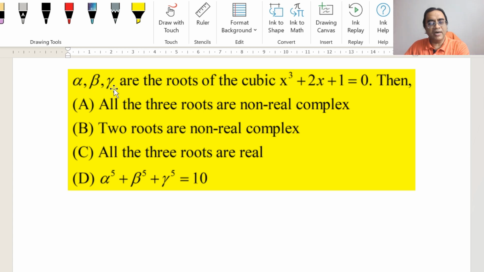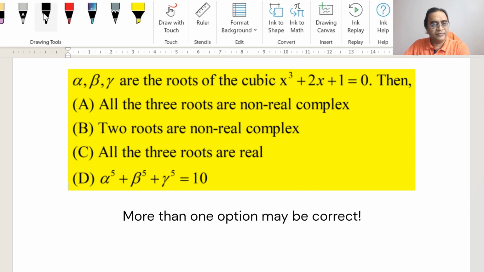Alpha, beta, gamma are the roots of the cubic x cube plus 2x plus 1 equal to 0. Then all the roots are non-real complex. Two roots are non-real complex. All the roots are real. Alpha to the power 5 plus beta to the power 5 plus gamma to the power 5 is 10.